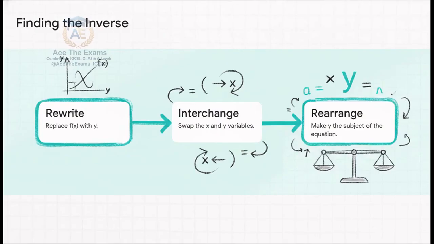To actually find the algebraic formula for this reverse machine, you need a strategy. We call this the Mathematics Success Blueprint. It's a highly specific, foolproof, three-step method that guarantees you hit all your assessment objectives.